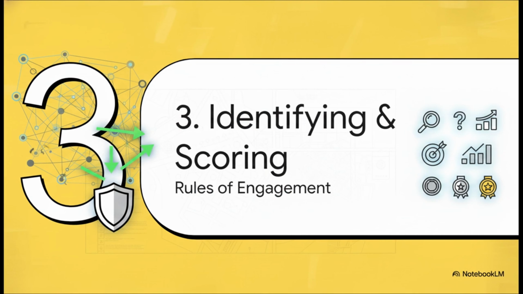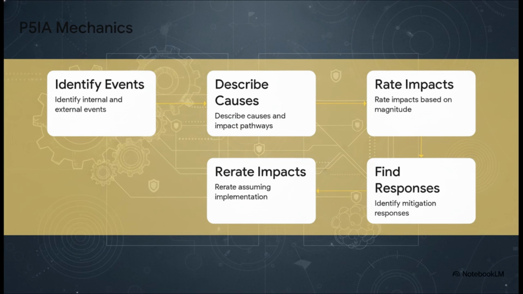All right, Section 3, identifying and scoring impacts. Let's get into the rules of engagement. Here are the step-by-step mechanics of how you actually do this. Step 1, you identify the events across the P5 elements. Step 2, describe their causes. Step 3, rate the impacts based on their magnitude. Step 4, identify what your mitigation or enhancement responses are going to be. And Step 5, this is the big one, you re-rate those impacts assuming your responses are successfully implemented. This whole process is what justifies making changes to your resources, your scope, or your delivery strategy.